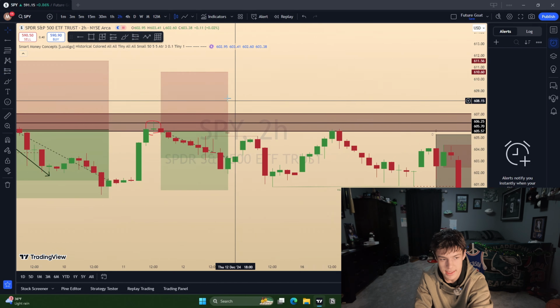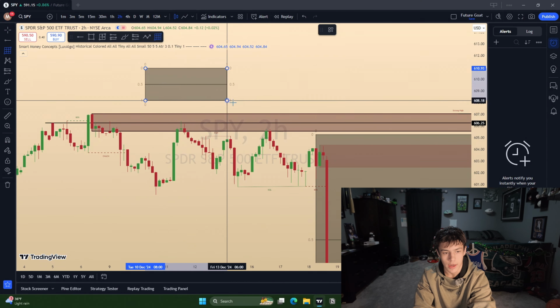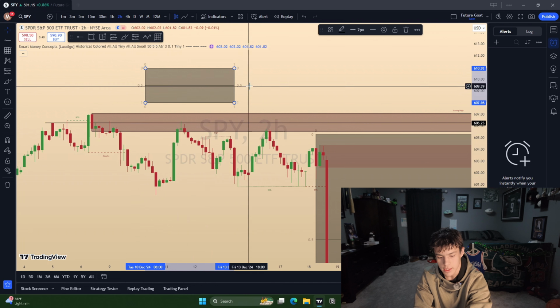Obviously, like I said, backtesting, you're the greatest trader in the world. But you have to get used to seeing these things in hindsight so that you can see them as they happen. It's all about practice and getting better with these concepts. Lastly, fair value gaps, drawn out with a rectangle with a 50-50 line drawn down the middle.